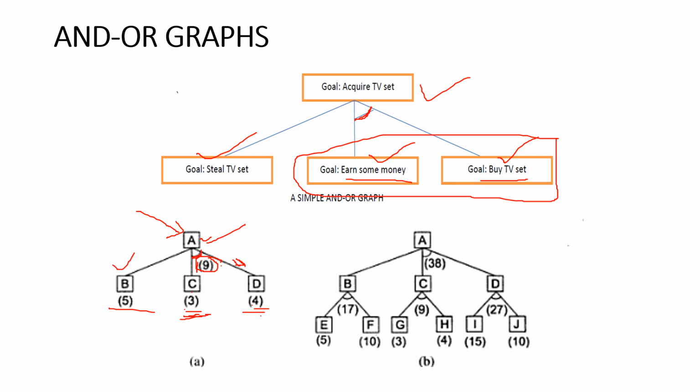Here we require only 5 plus 1. The path cost will be 1 and the heuristic value is 5. So it will be 6. So we can select B. So that is the lowest one.